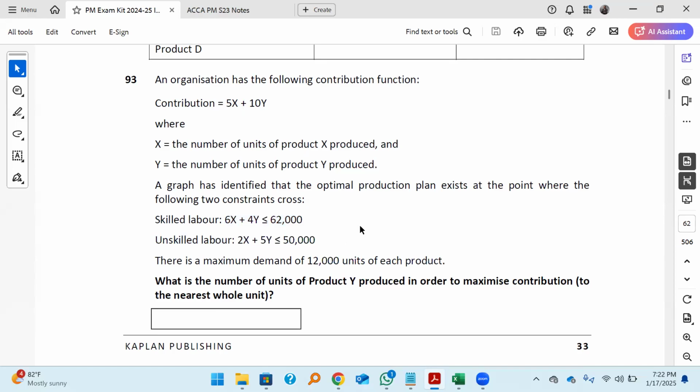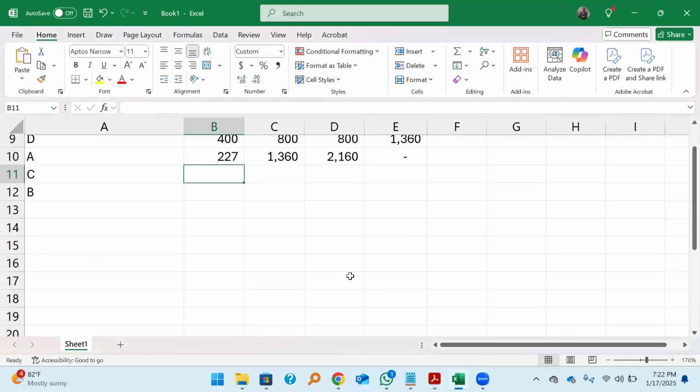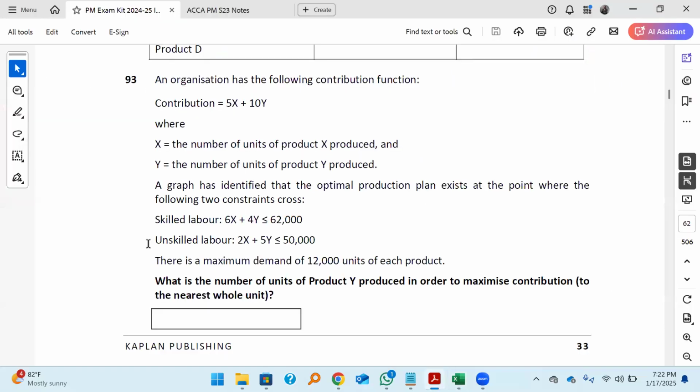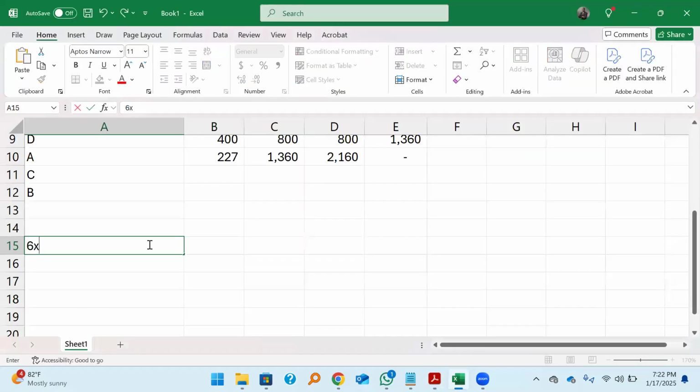Now, I don't know which calculators you have, because most of us, not being engineers, don't have calculators that can solve the equations. But if you do, then you just solve these two equations and you find the answer. But since now we are doing this in Excel, let us just do it from here. 6x plus 4y.